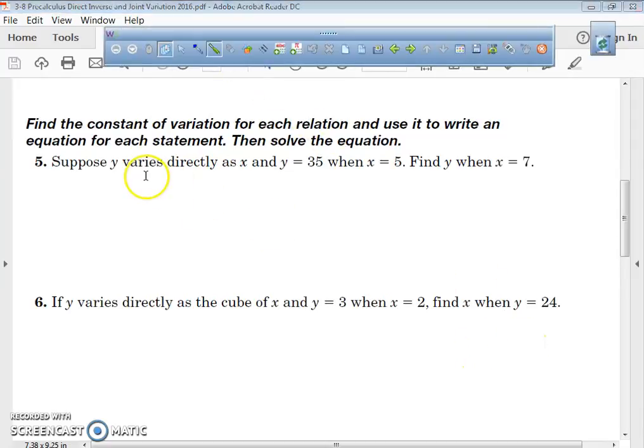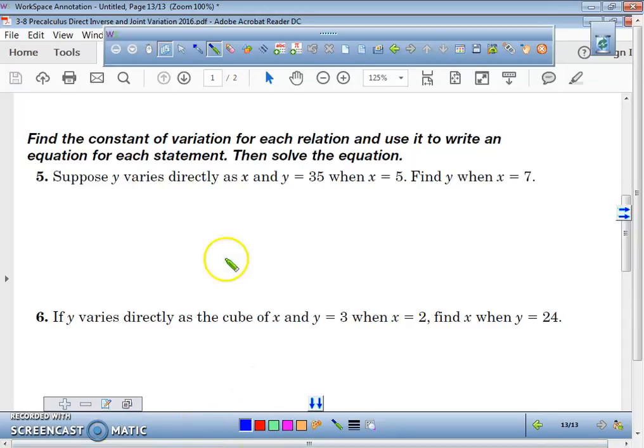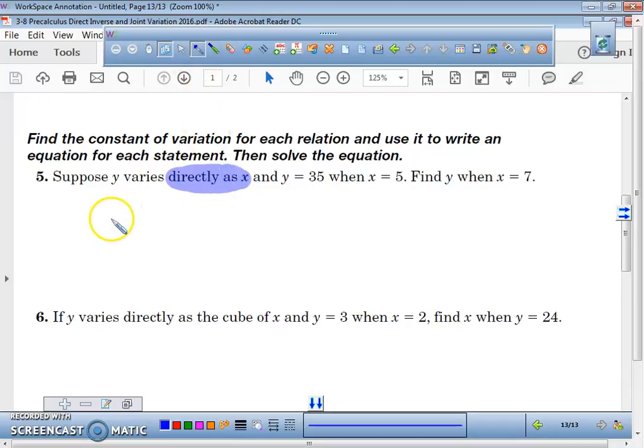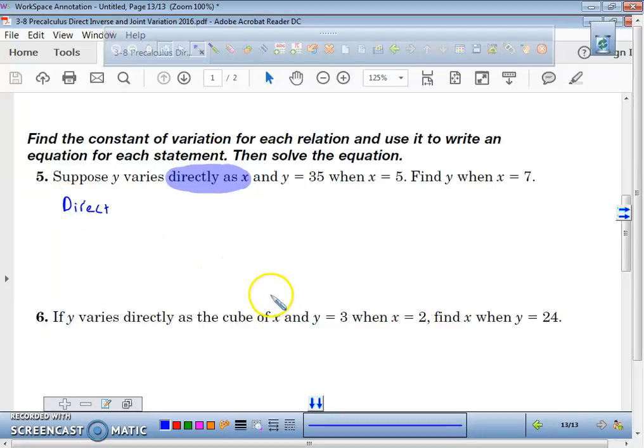So right now, it says y varies directly as x, right? So automatically, if you see that statement, what do you know this is dealing with? Direct variation. So right now, write in your journal, you're dealing with direct variation. Now let's think about what type of formulas deal with direct variation.